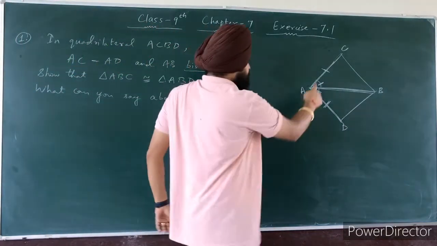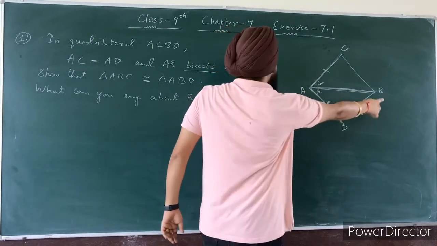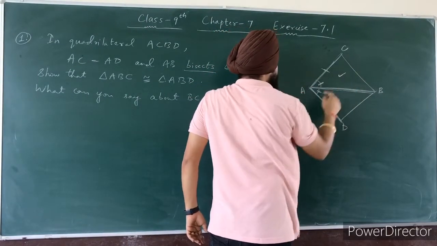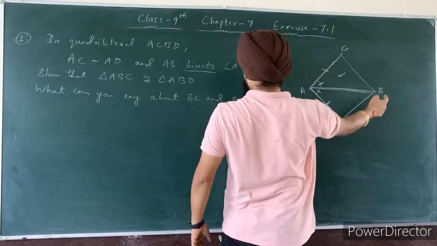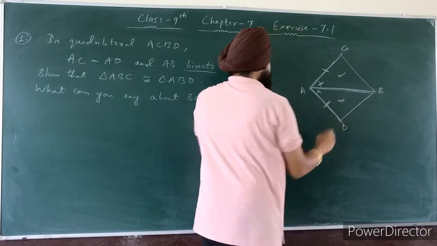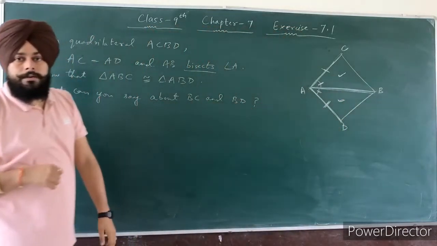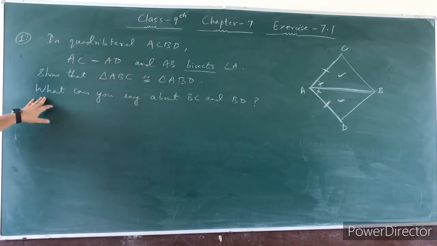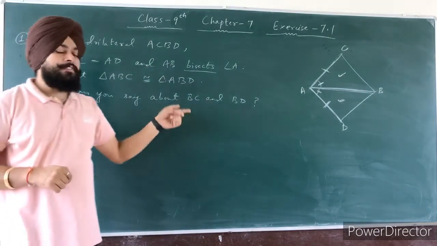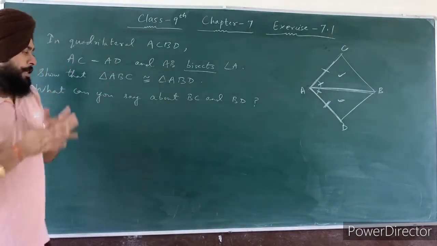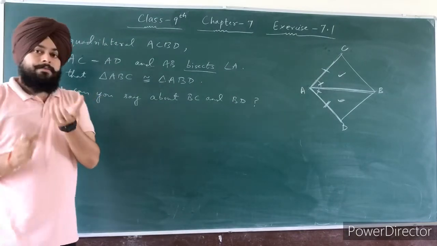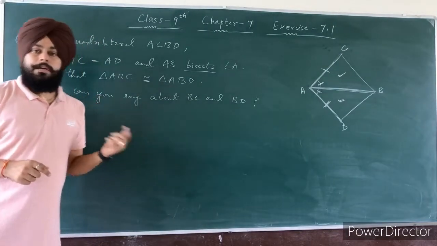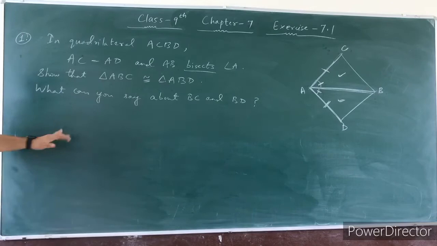We have to show that this triangle ABC, this one, and triangle ABD, this one, are both congruent. So this is the first part, and the second is: what can you say about BC and BD? After that, we have to check what relation there is between BC and BD. So let's start the question.